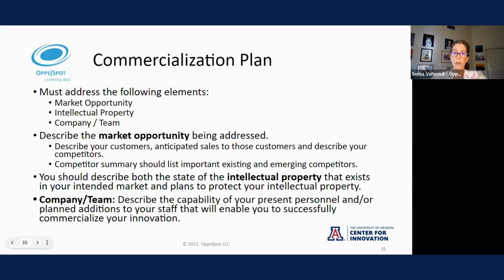So for the market opportunity, describe your company, your customers, how big the market is, how much you anticipate to sell. Do you know who your competitors are and why you are better than them? That's very important to know. Are you going to be generating intellectual property? And how are you going to protect it? And then, of course, describe your company and team in detail, so that the reviewers are going to say, yes, this company has the capabilities to fulfill the requirements and accomplish the tasks that they say they're going to do. Next slide.